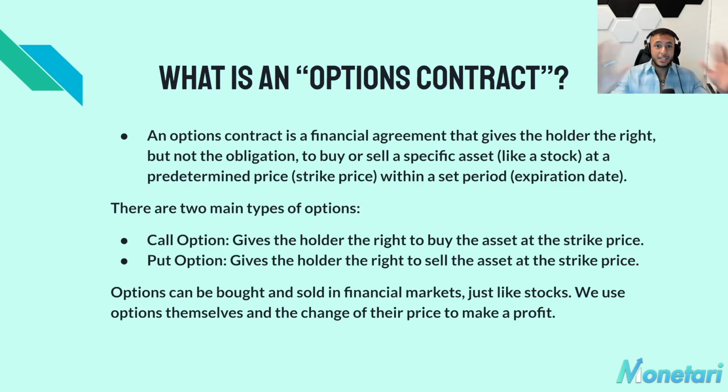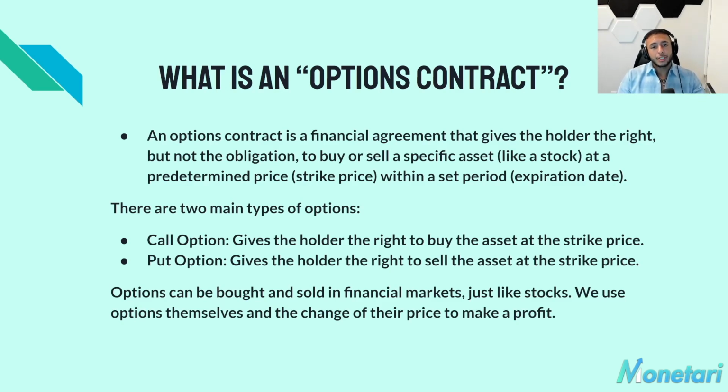Now, just to demystify the whole thing, basically, we buy call options when we think a stock is gonna go up. We buy put options when we think a stock is gonna slide down, okay? And the further it slides down, the more this put option contract appreciates. And the higher the stock goes up, the more this call option contract appreciates, okay?